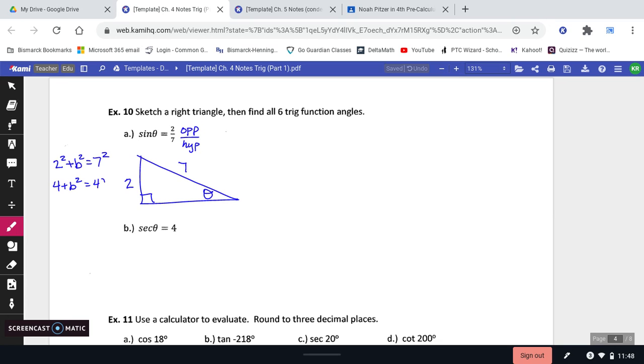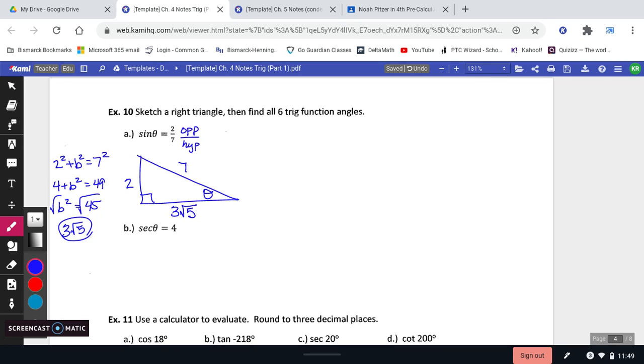So b squared actually ends up being 45. And then when you square root that, 3 root 5 is that simplified version. So 3 root 5, do a factor tree, and you'll find that. You'll simplify that.